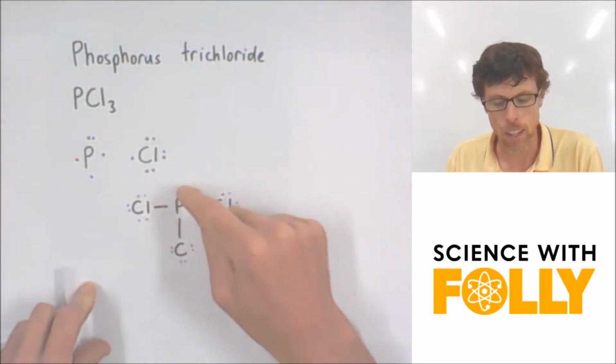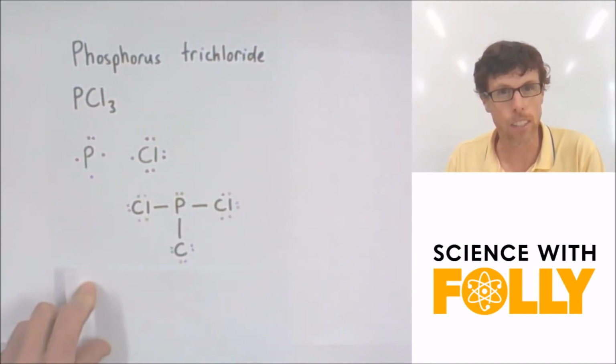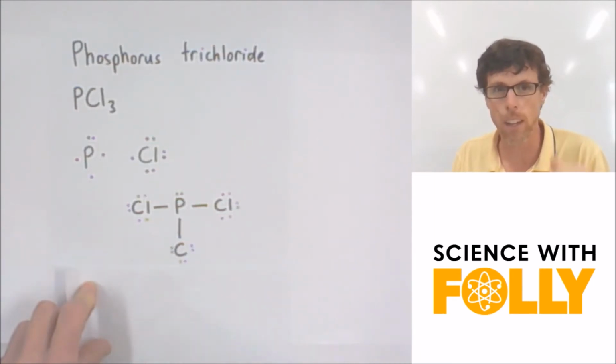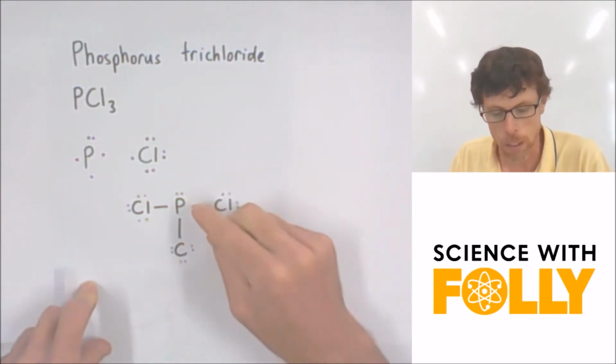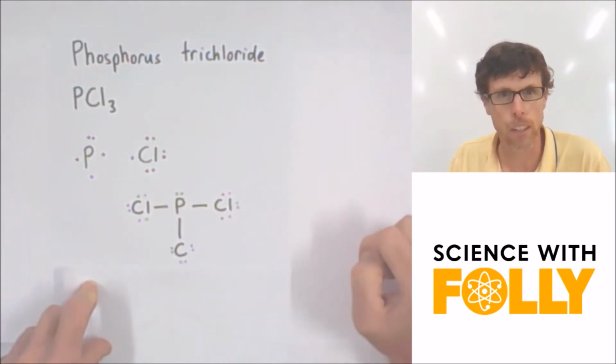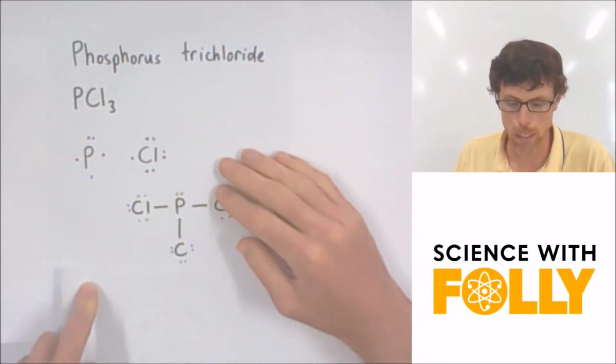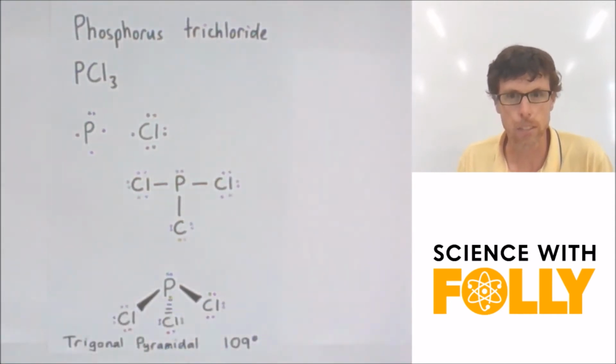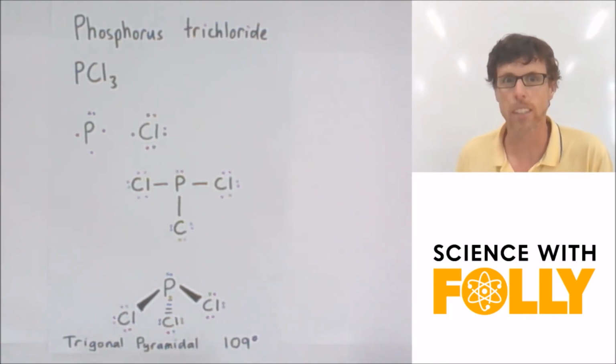And you can see there's 4 regions of negative charge. They're going to separate out for maximum separation of 109 degrees. But because there are only 3 covalent bonds, the overall shape is going to be trigonal pyramidal. And here's our 3-dimensional diagram like this. And remember, this is based on a tetrahedral shape.